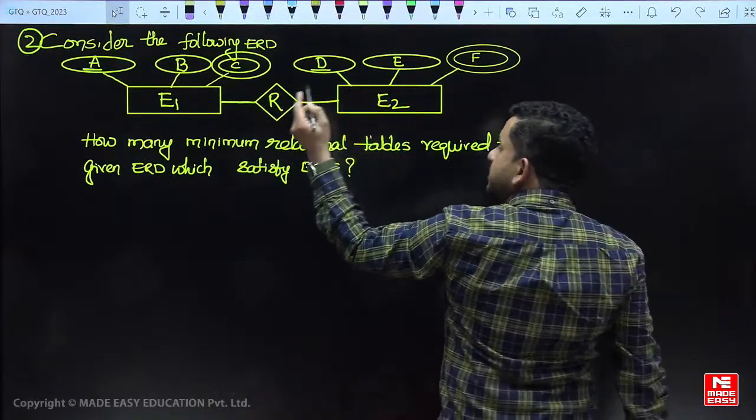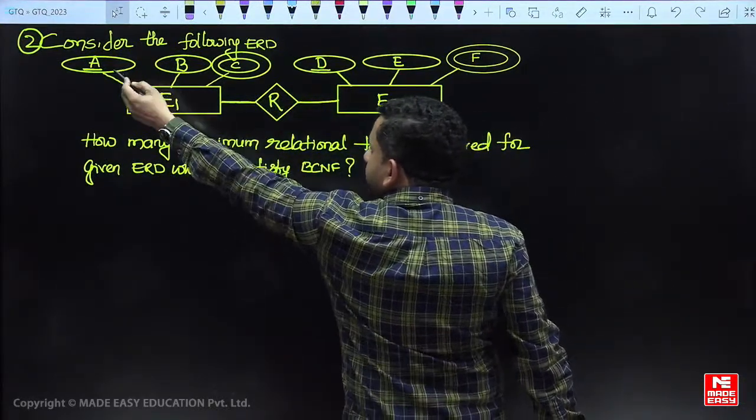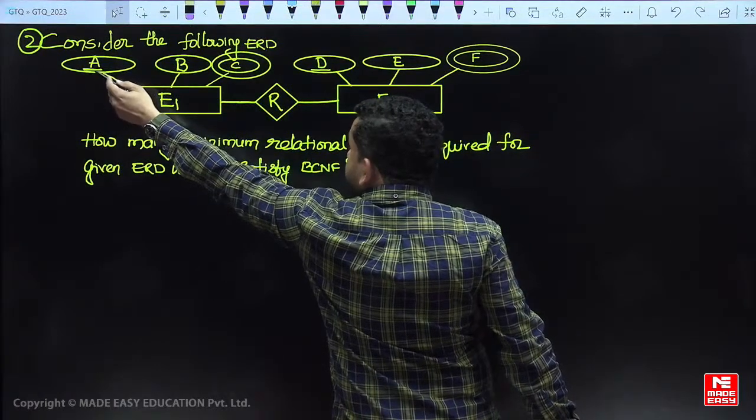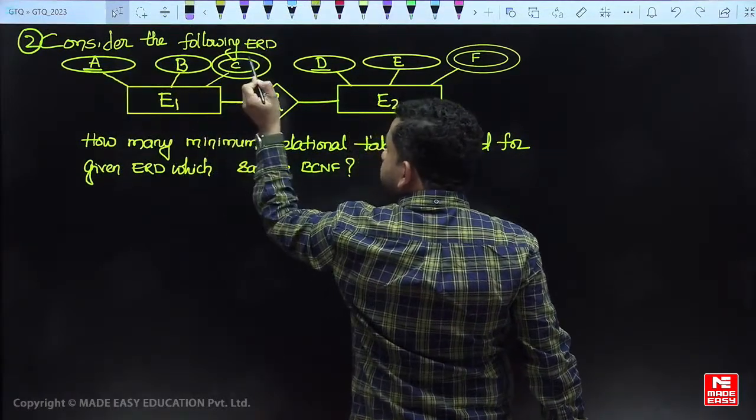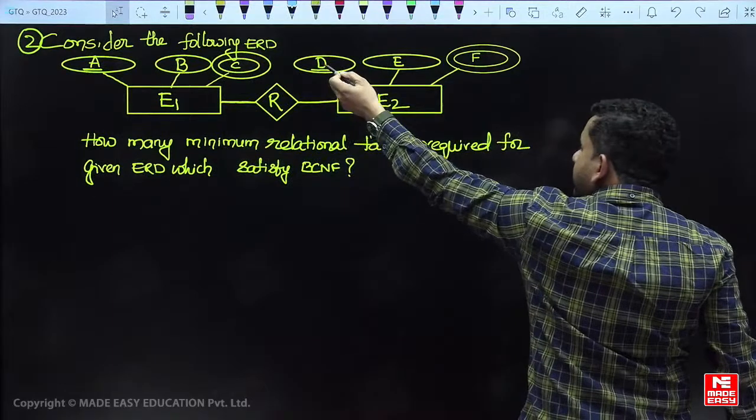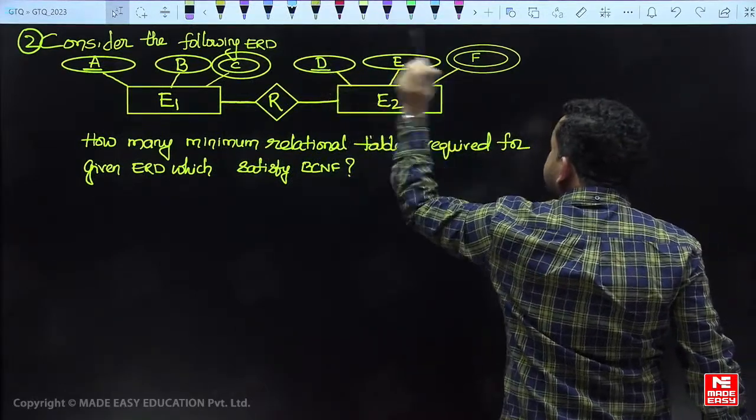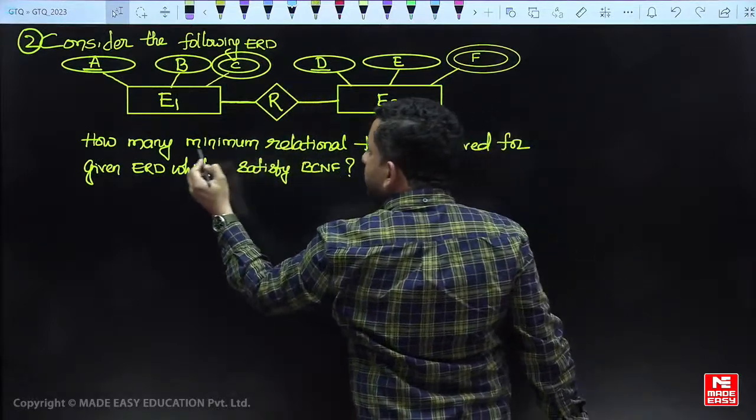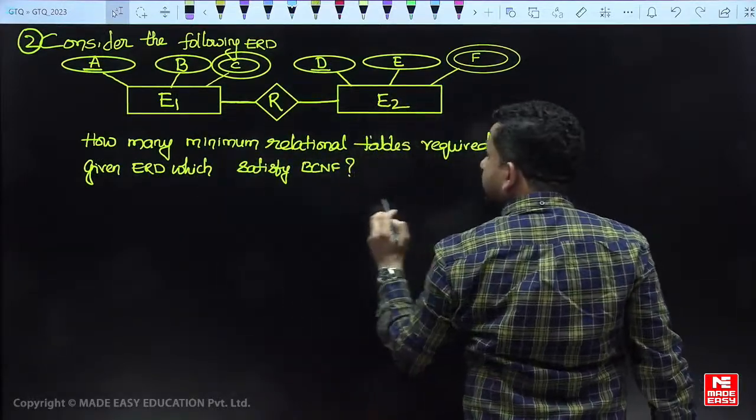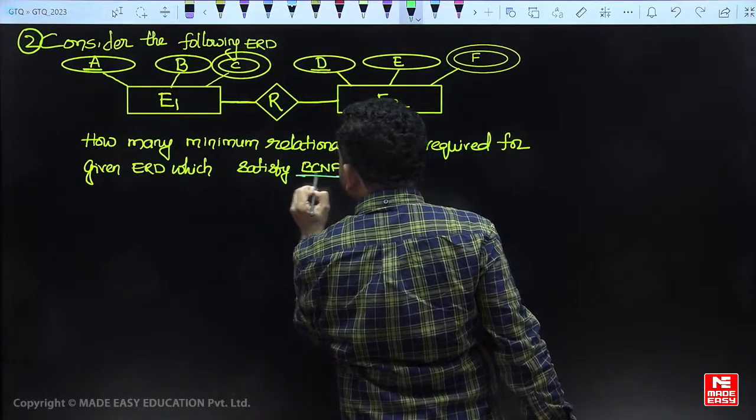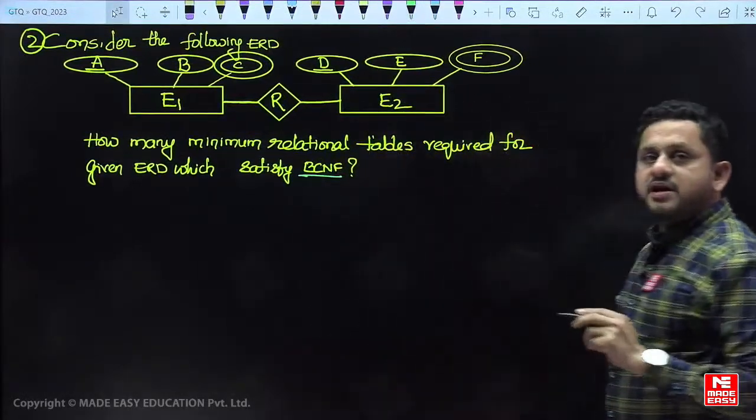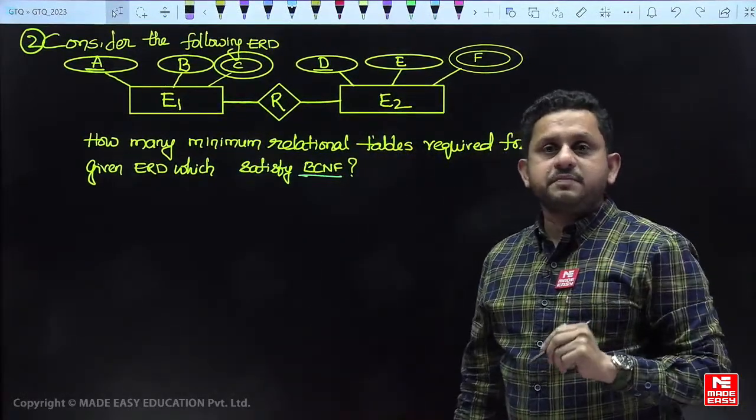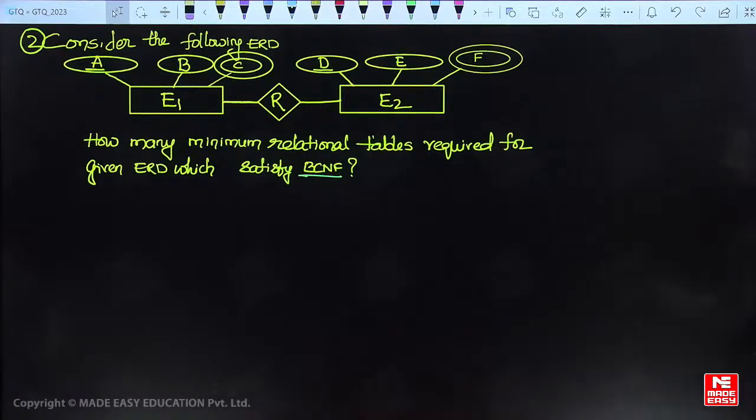So E1, E2, a many to many mapping is given. A is a single valued key attribute, B is also a single valued attribute, C is a multi-valued attribute. D and E are single valued attributes, with D a key attribute, F is a multi-valued attribute, and it's a many to many mapping. So how many minimum relational tables are required which satisfy BCNF?